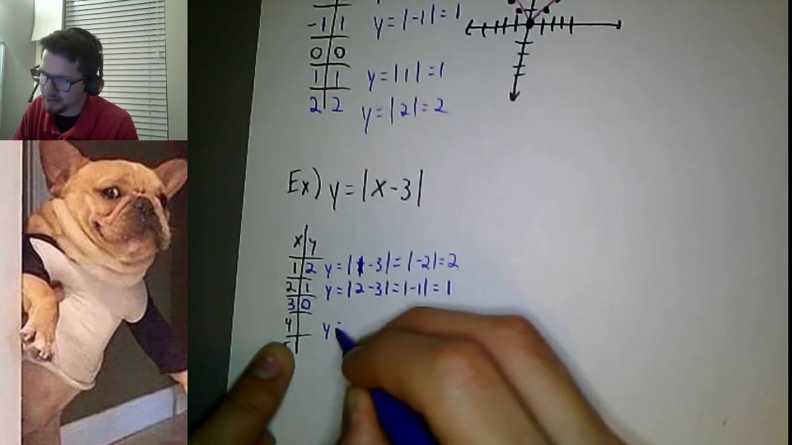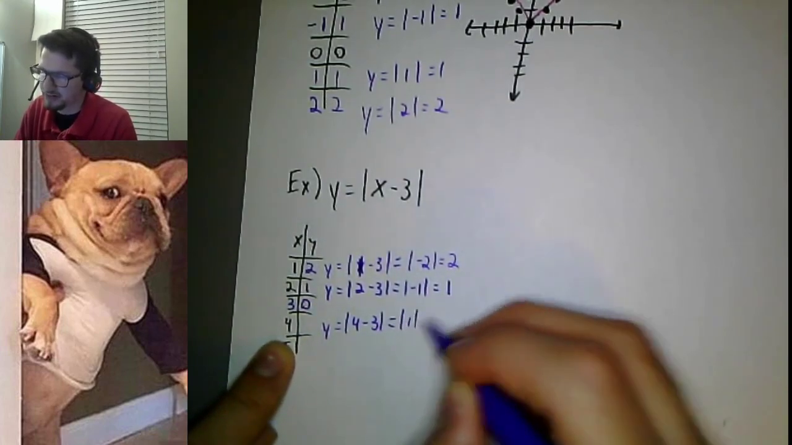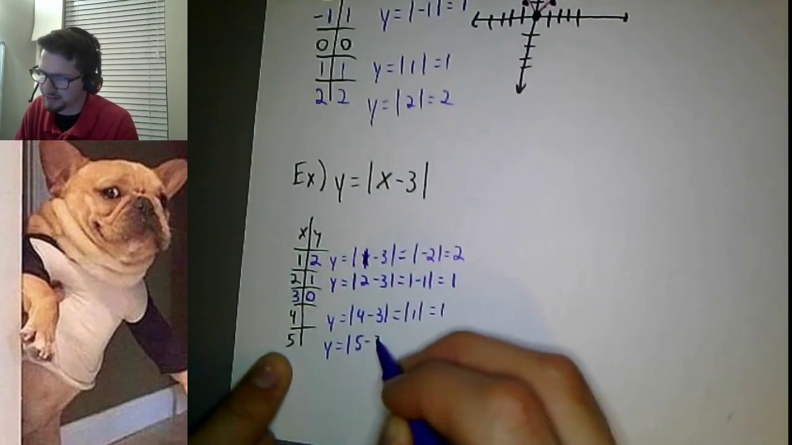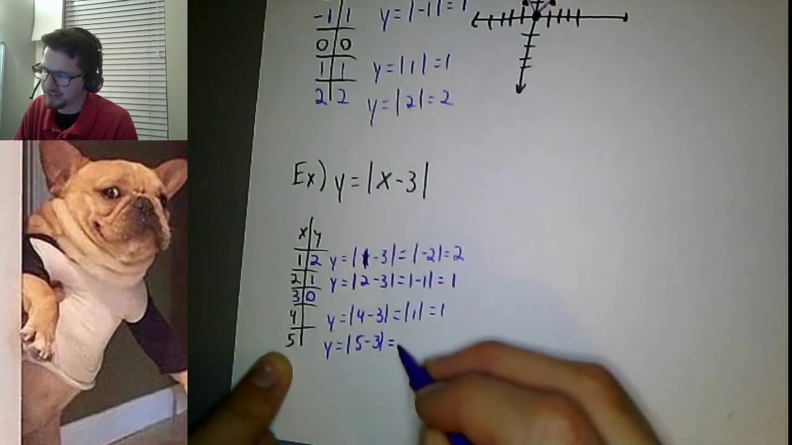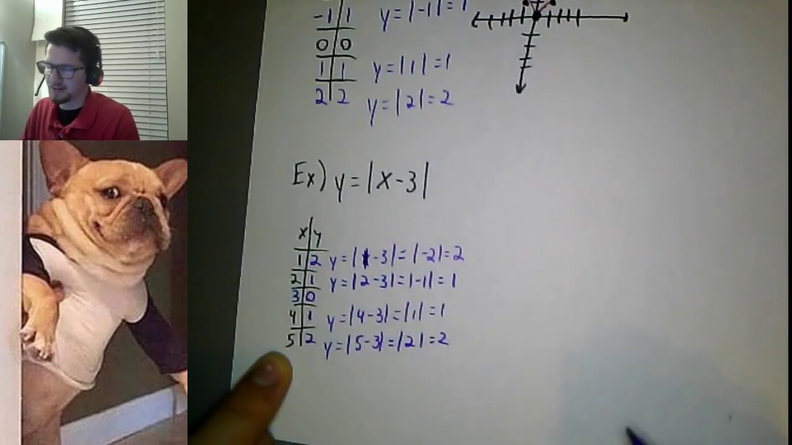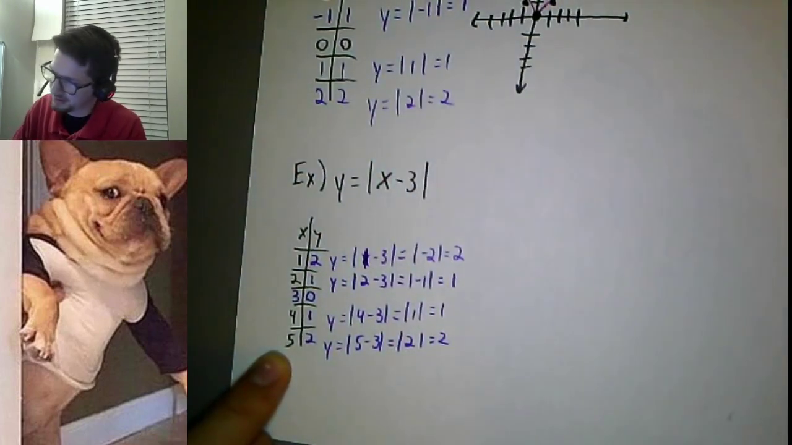Y equals the absolute value of 4 minus 3. 4 minus 3 is 1. The absolute value of 1 is 1. Y equals the absolute value of 5 minus 3. 5 minus 3 is 2. The absolute value of 2 is 2. So I ended up with the same y's here that I did here. That's interesting.